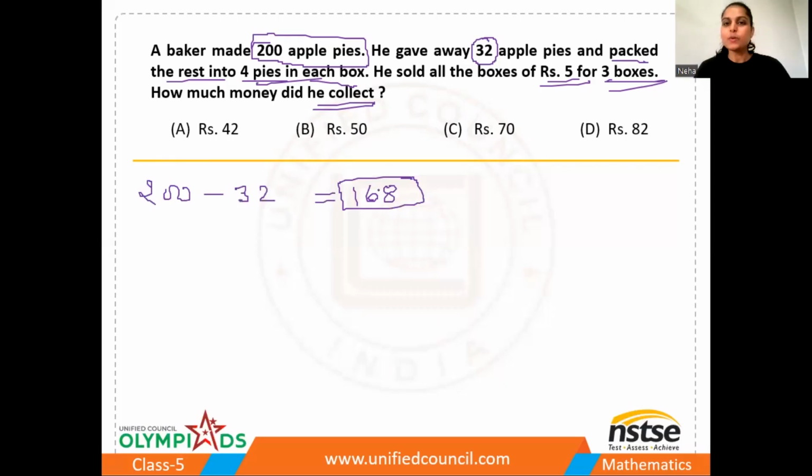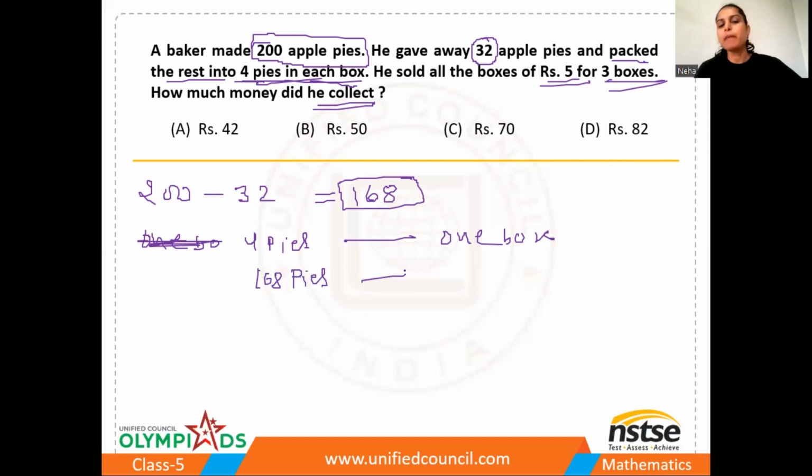Okay. So now, he packs the rest into 4 pies in each box. Okay. So in each box, how many boxes? Do it in this way: 4 pies he is going to pack in one box. So 168 pies he is going to pack in how many boxes? Yeah, 168 divided by 4. That means 42 boxes. Correct? That means the baker had 42 boxes of apple pie.